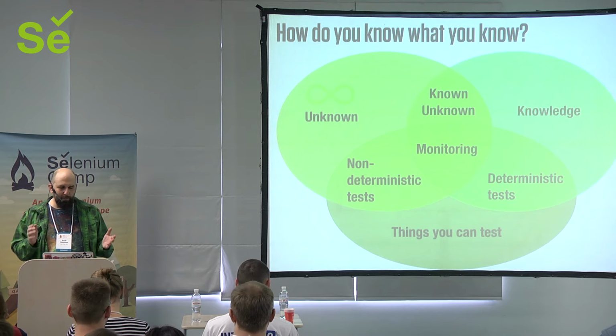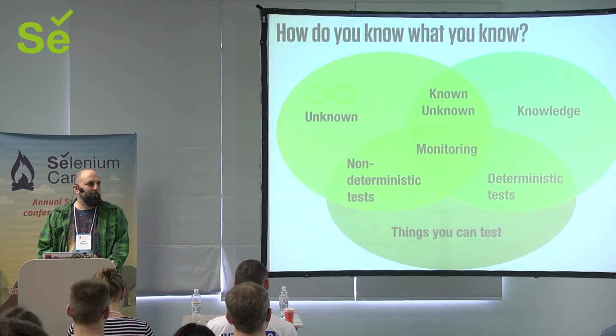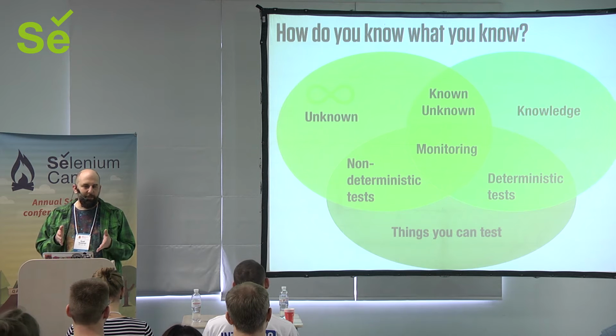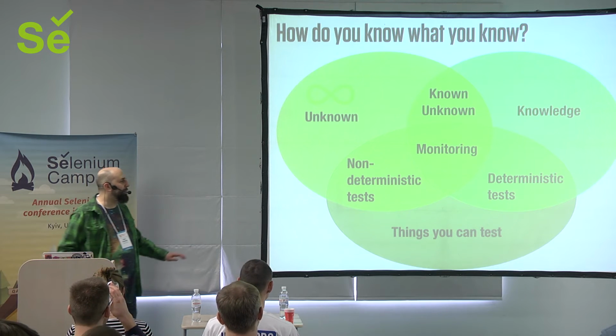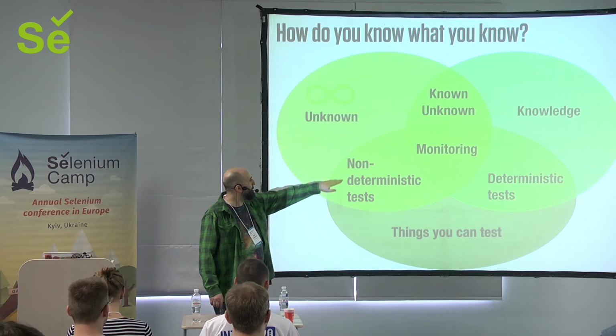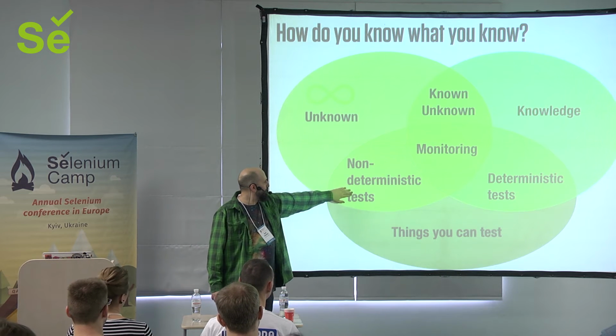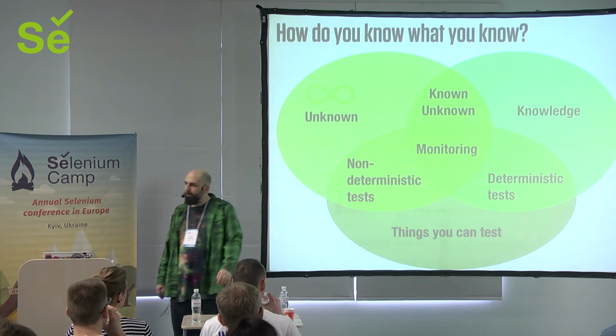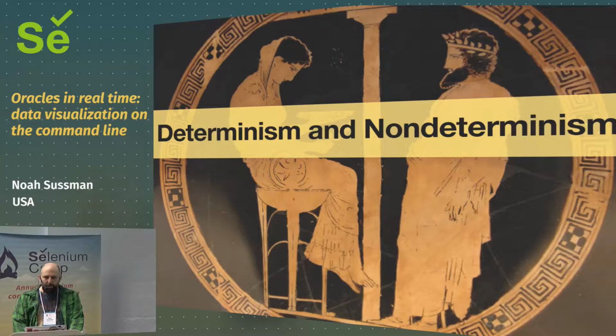And if we don't provide oracles, or if we don't provide good visualization of what the tests are doing, what the data is, where it is, what it means, then it's very easy for our stakeholders to wander off into this area, especially. So you can have deterministic tests to the extent that you know what you are testing, and to the extent that you know what the known unknowns are.